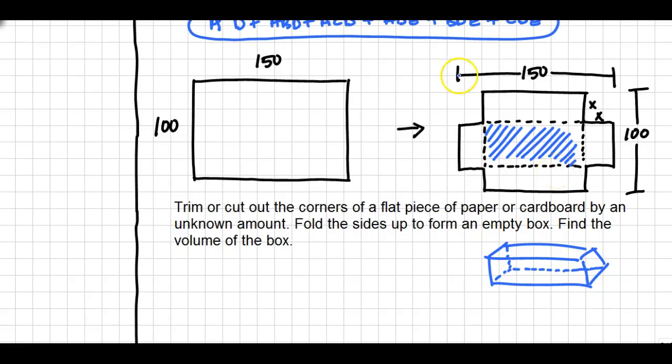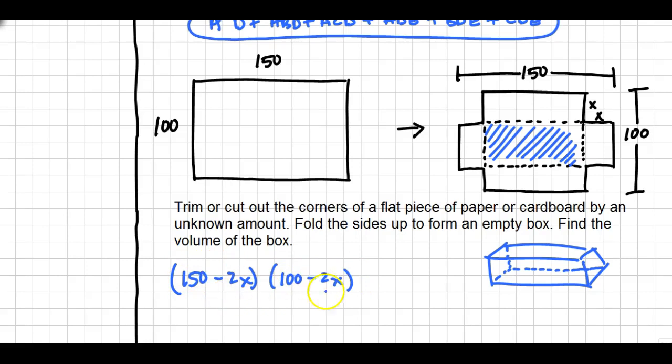So keep in mind that the original length all the way across was 150, but we cut off an x from either side. So the dimensions here would actually be 150 minus 2x, because there's an x cut off here and an x cut off over here. The same thing is true with the other dimension. An x is cut off here and here. So the other dimension is 100 minus 2x.